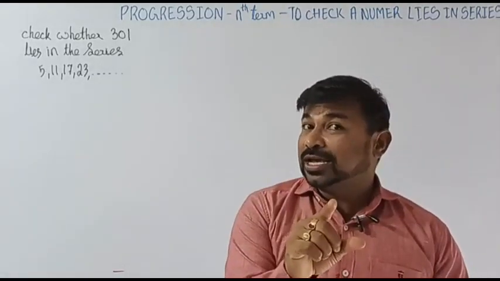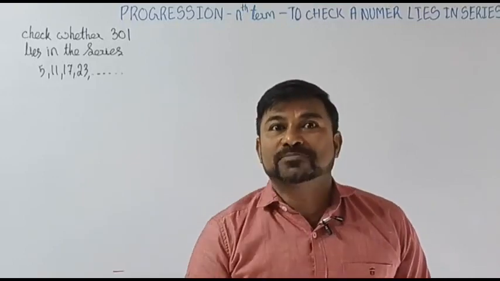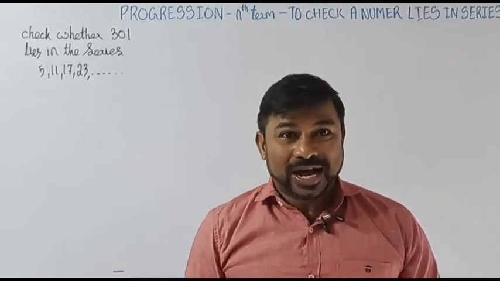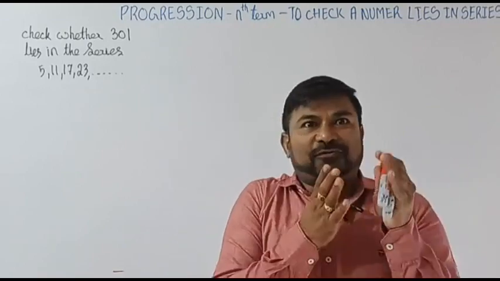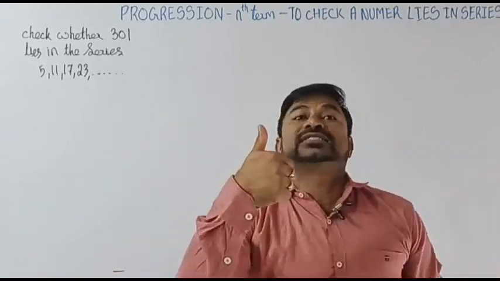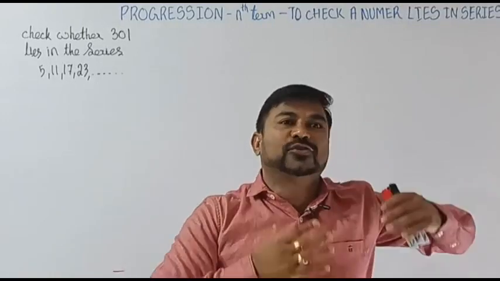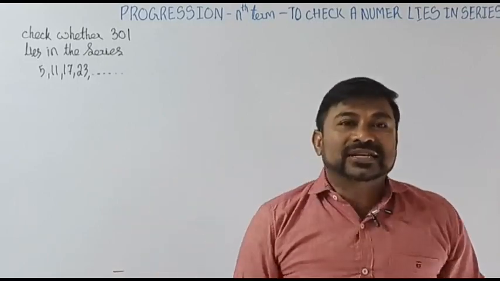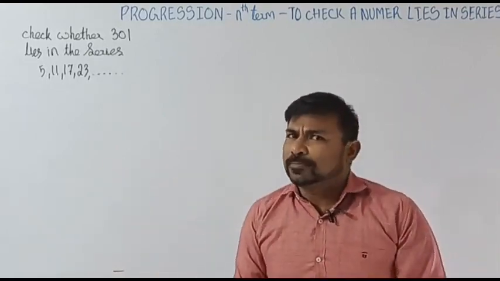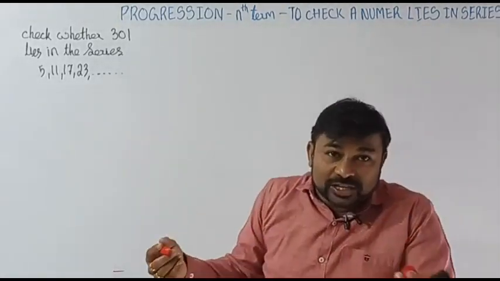I said earlier in my videos, position means roll number, position means n value. So if you get any position for that number in the series, yes, it lies. If you don't get any roll number, if you don't get any value of n for that number, no, it doesn't lie. That's the tricky part I'm going to explain here: finding the nth term to check whether the number is in the series.